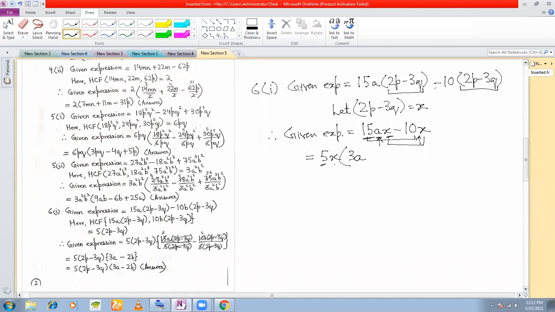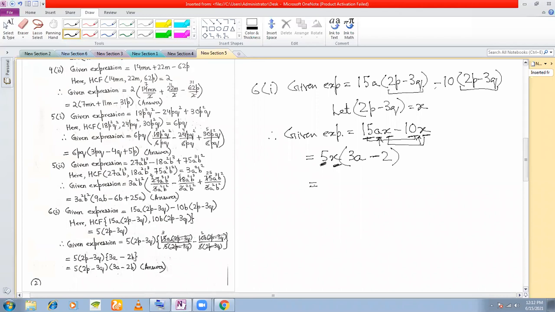I have x here and I have x here. X divided by x is 1. So since 1 is there, I don't write the 1. Minus. Now here again I have a 10. Here I have a 5. So I need to divide 10 by 5 to get a 2. And here I have x, here I have x. If I divide x by x, I get 1. So I don't write that 1. So I get 5x times 3a minus 2.